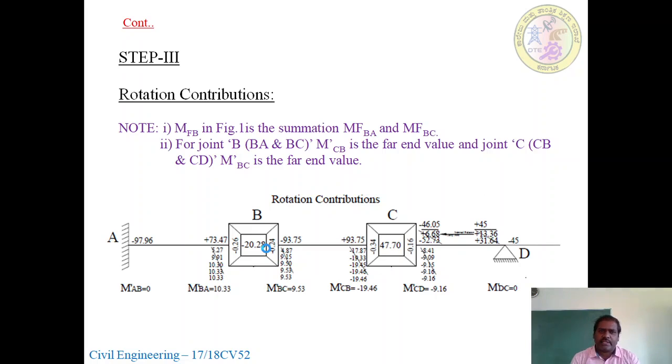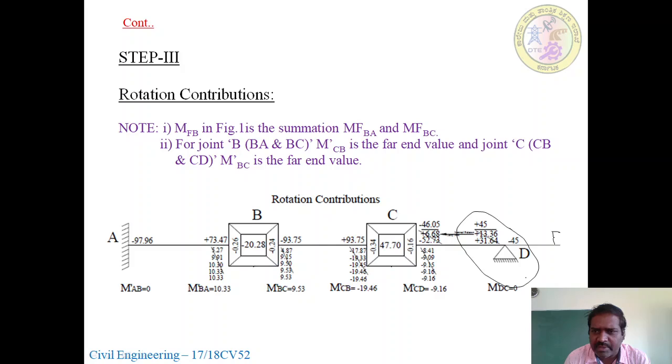Next, in step 3, rotational contributions. We have to calculate the rotational contributions for the overhanging case. Before that, consider the internal balance. If any support has a known moment, here we have to calculate AB, BA, BC, CB and CD, but also DC with respect to DE.